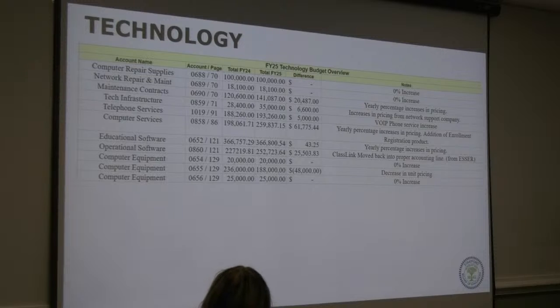Our larger decrease, thank goodness, our unit prices for our yearly Chromebooks have gone down tremendously. We're actually starting to see a shift where hardware is going down and software is going up. So that's most of our drivers, our software increases for yearly. Any questions? Yes.